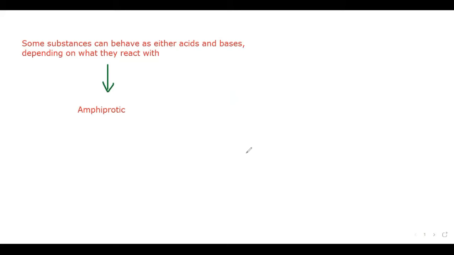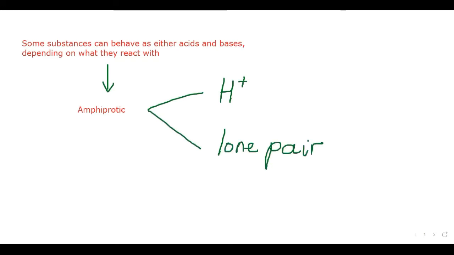And we have to understand which species can be considered as amphiprotic. There are two requirements. The first one, they must have H plus. So they must be able to release this. So it will donate the H plus. And the second one, they must have what we call a lone pair. And this lone pair will accept the H plus.